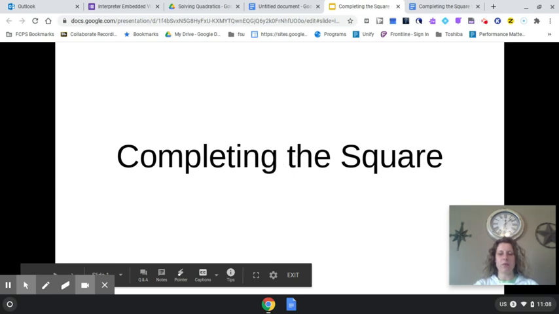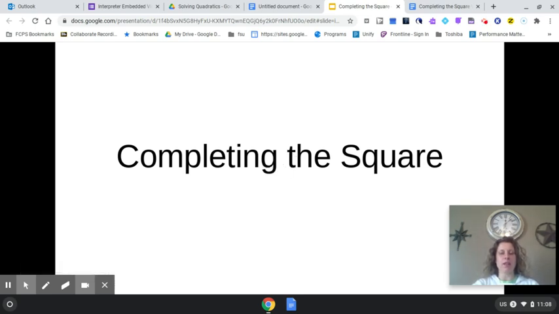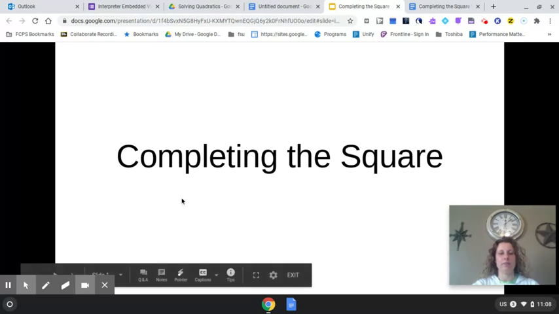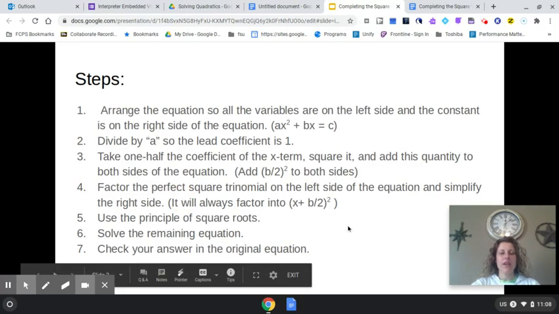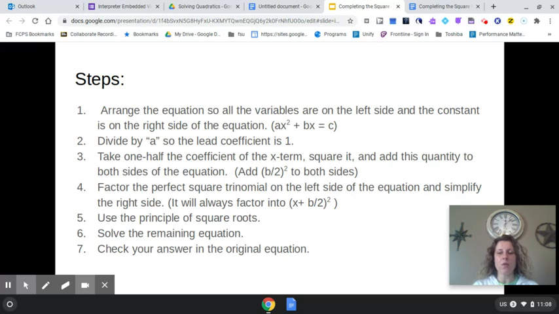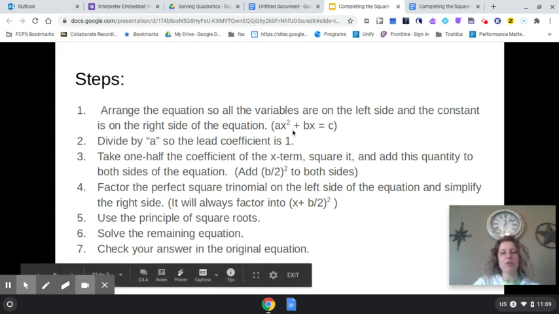In today's lesson, we're going to be talking about the completing the square process to solving quadratics. Here's a list of steps that we're going to be following when we do the completing the square process. The first step is we want to gather all variables on the left side and all constants on the right side. So our format of our equation, we want in the form ax squared plus bx equals c. So notice all x terms are on the left and the constants on the right.